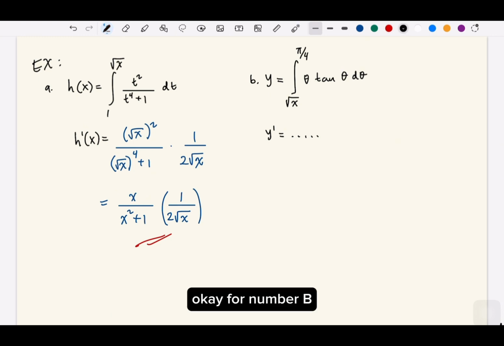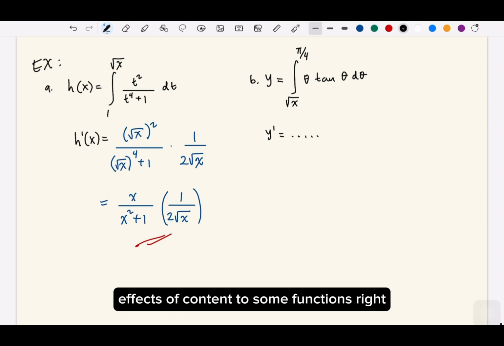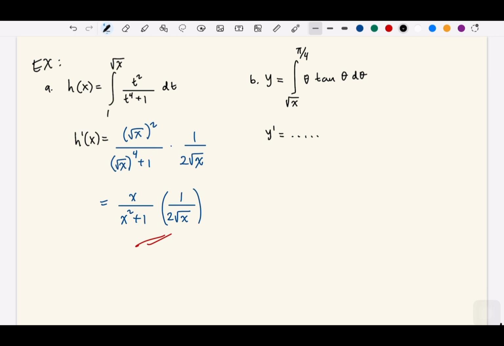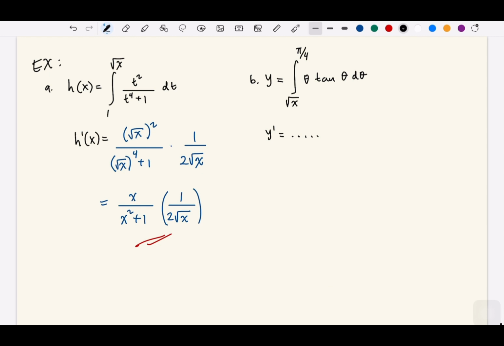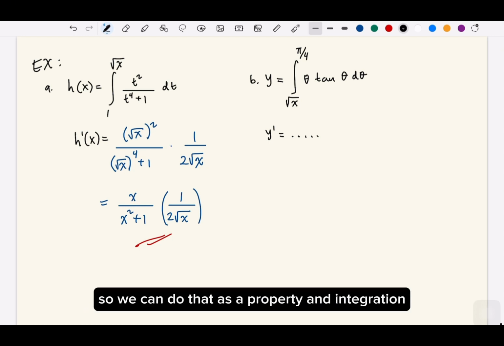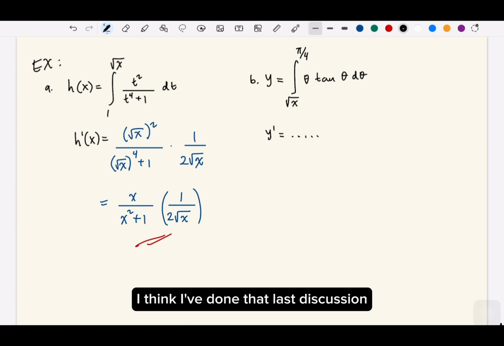Okay. For number B, all the examples we had before, it's always a constant to x, a constant to some functions, right? Now we flip a function to a constant. Now how are we going to deal with this? We can treat this as similar to what we have done before, but we can flip the endpoints and take the negative. We can do that as a property in integration. I think I've done that last discussion.